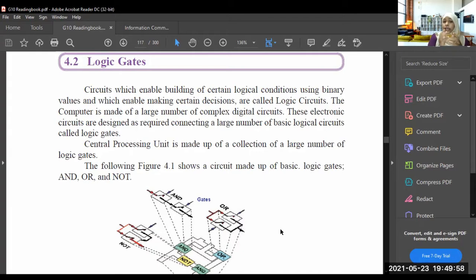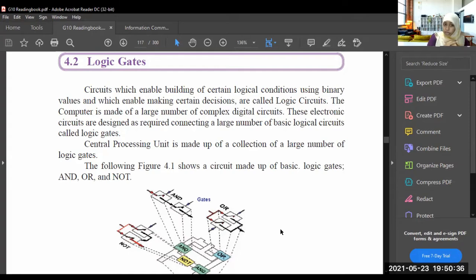These circuits enable building certain logical conditions. There are conditions: when you press this one, this should happen; when you press like this, that should happen. So there are some conditions using binary values. You know what binary values are? Binary values use 0 and 1. You can remember, these numbers 0 and 1 are the binary values. So circuits that use these binary values and enable making certain decisions are called logic circuits.